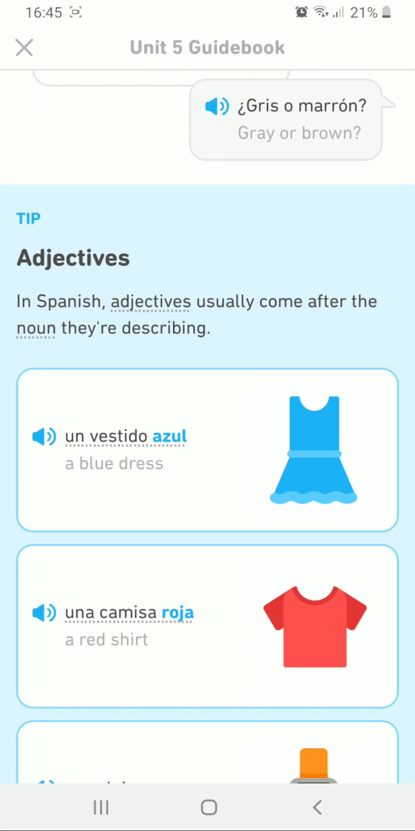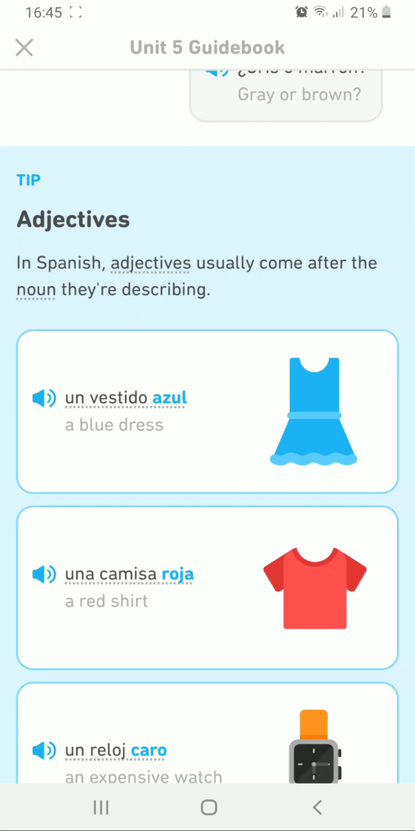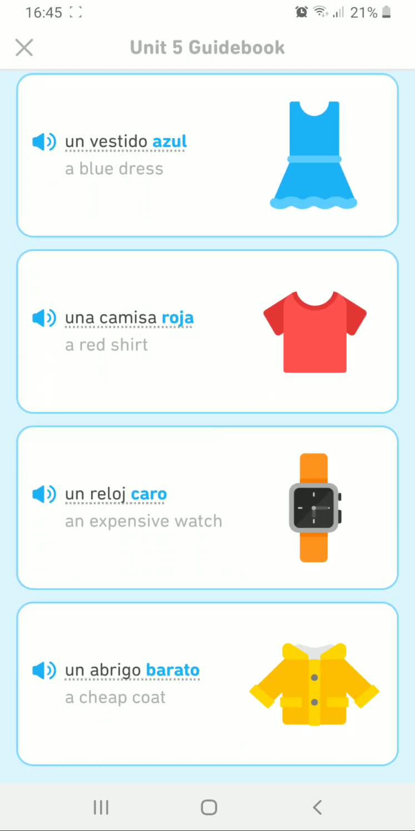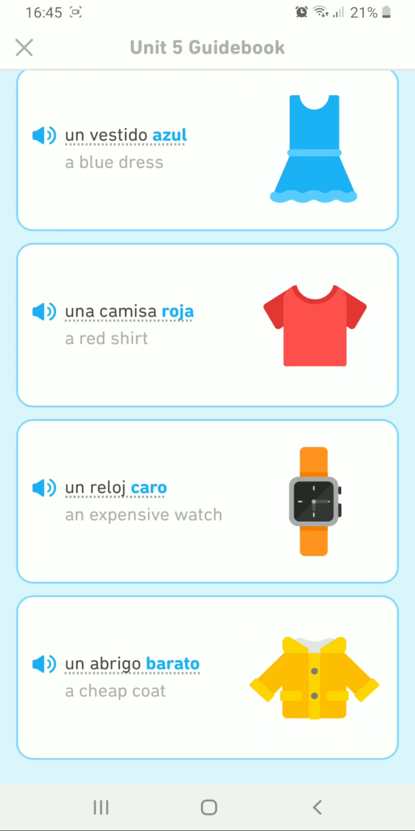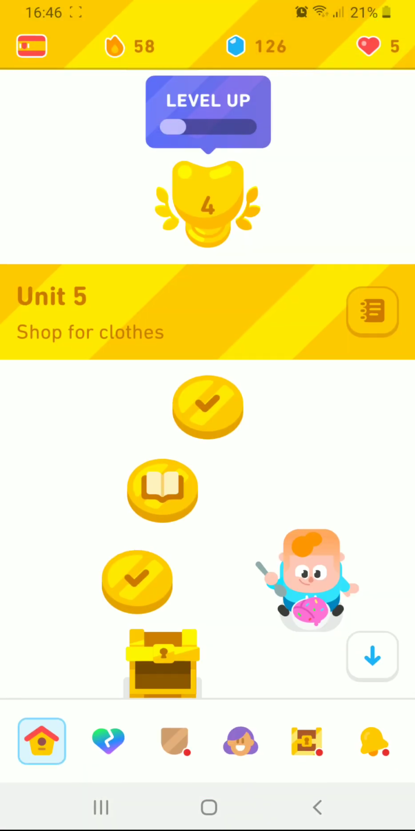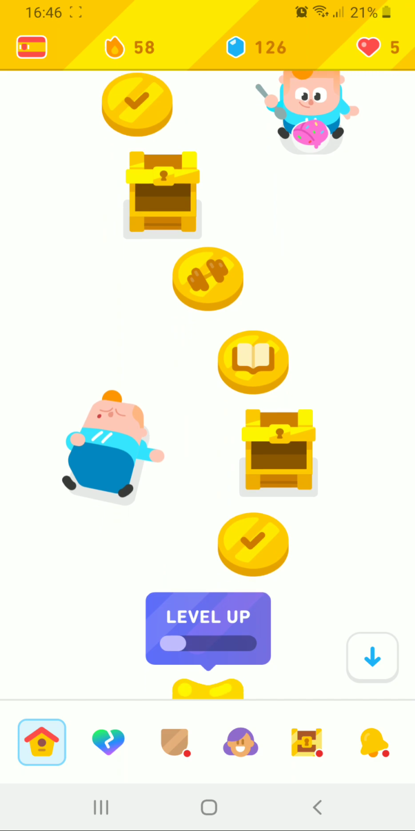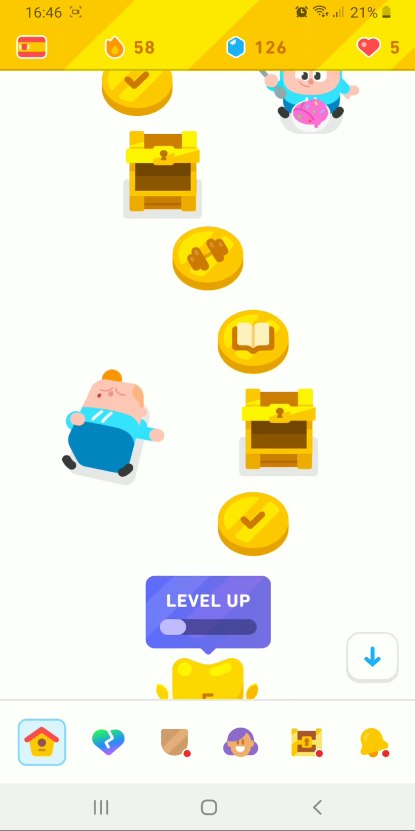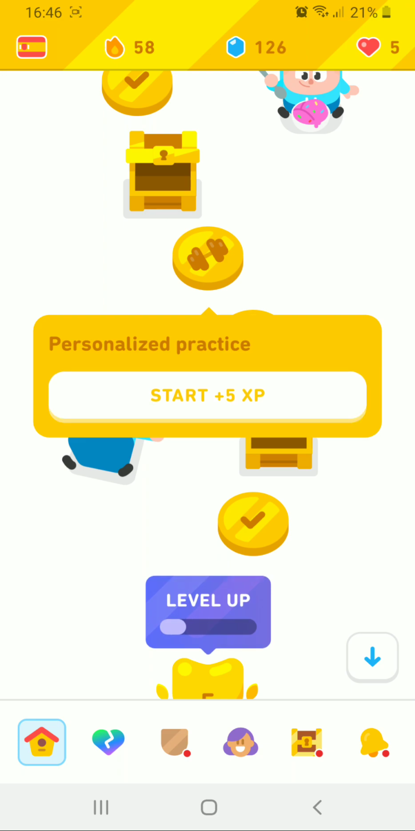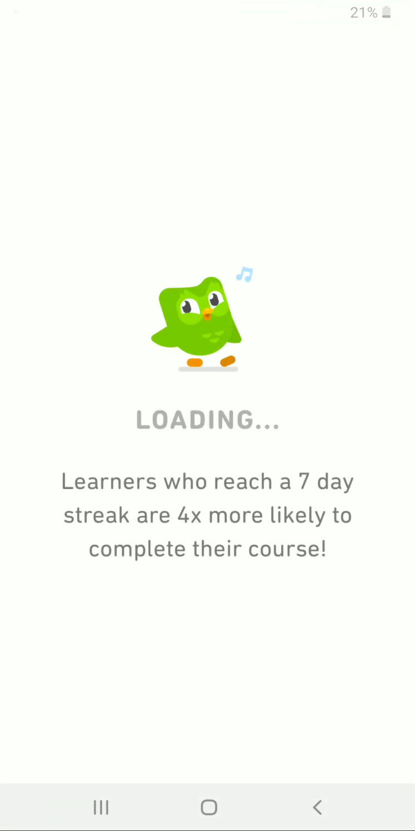Adjectives. In Spanish, adjectives usually come after the noun they are describing. So, un vestido azul, una camisa roja, un reloj, it's a watch, un reloj caro, caro or barato. Caro is expensive, barato is cheap, and un abrigo barato, a cheap coat, abrigo. Okay, guys, so we can check our knowledge right away. Let's do the personal practice. I think that's a good idea, and see how good we are.